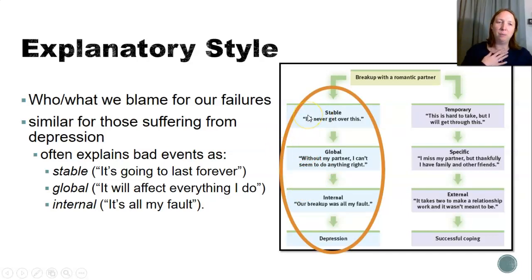So if we go back to our same example, breaking up with a romantic partner, someone who has depression may think of it as stable: this feeling will never go away. Global: it's going to reach their life far beyond this particular instance. Internal: that they did something wrong. And that not exactly leads to depression, but that is often an explanatory style in someone who has depression. And depression-prone people respond to bad events in an especially self-focused and self-blaming way.